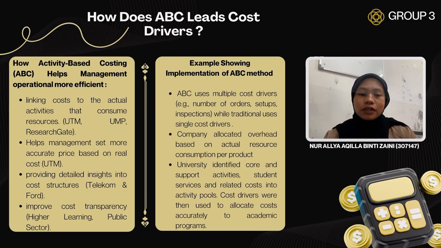Here is an example of how a company and a higher learning institution implement the ABC method in their daily operations. First, ABC uses multiple cost drivers such as number of orders, labor hours, machine hours, and setup inspection, while traditional costing uses a single cost driver. Other than that, the company also allocated overhead based on actual resource consumption per product. Lastly, the university identified core support activities, student services, and related costs into activity pools. Cost drivers were then used to allocate costs accurately to academic programs.